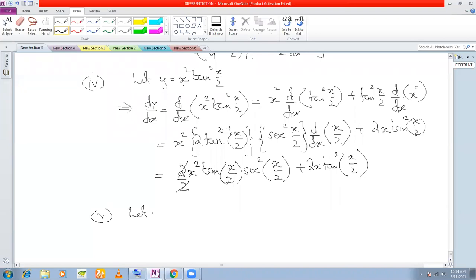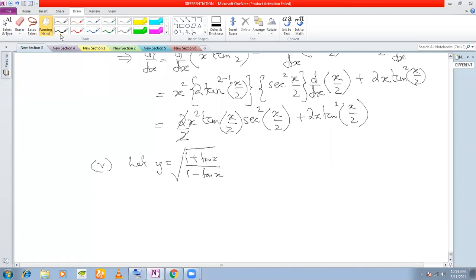Let y is equal to root of (1 plus tan x) divided by (1 minus tan x). Now again, if you use your u by v rule here, it is going to be a little long. So we'll simplify this a little bit. And this looks like a very familiar form also. How does it look like a familiar form? Because 1 minus tan x by 1 plus tan x is cos 2x, right? But I have 1 minus tan x in the denominator. So what I will do is I will write this as 1 by (1 minus tan x by 1 plus tan x). This is how I'll write.